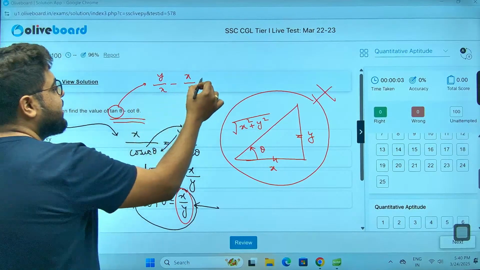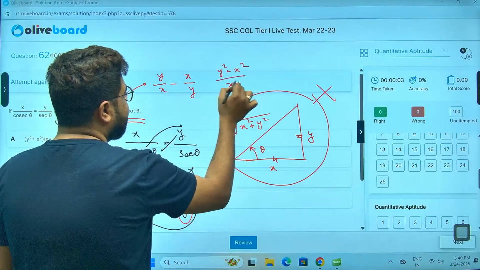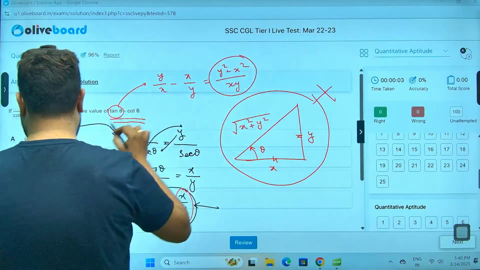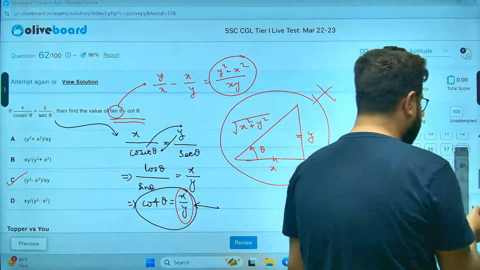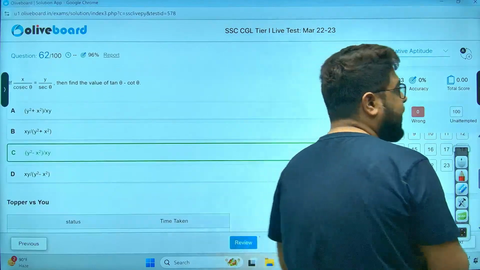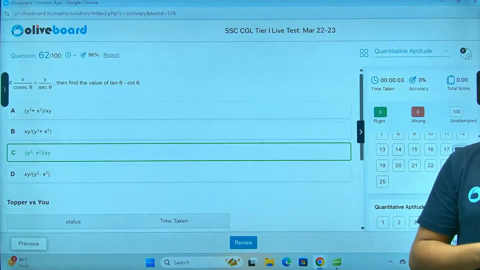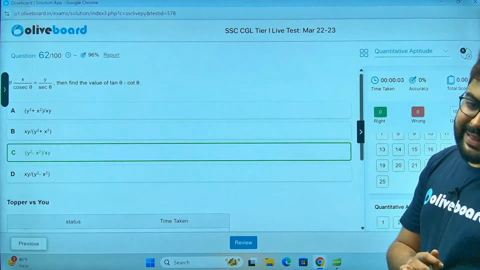It's as simple as (y squared minus x squared) by xy. This was very simple. Option C, sir. But again, if they asked you any other question, any other theta, any other ratio, then you should proceed like that. You should always proceed like that.